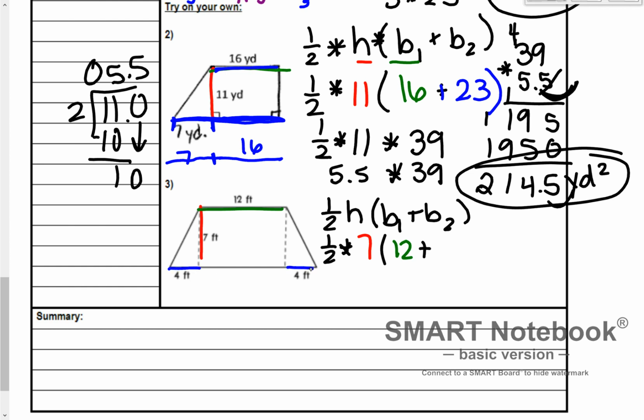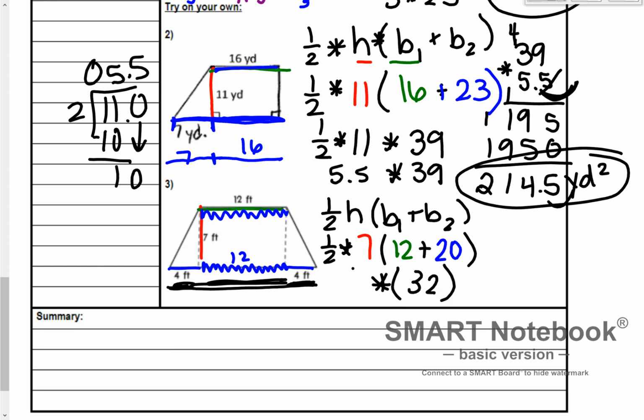This piece is 4, this piece is 4, so far that's 8. This middle piece right here would be 12 because whatever is on the top is also on the bottom of a rectangle, so this would be 12. 12 plus 8 is 20. So to get that whole length, I would just add all those little pieces. My 4 here, my 4 here, and my 12 right here. Parentheses first, 20 plus 12 is 32 times 7 times 1/2.